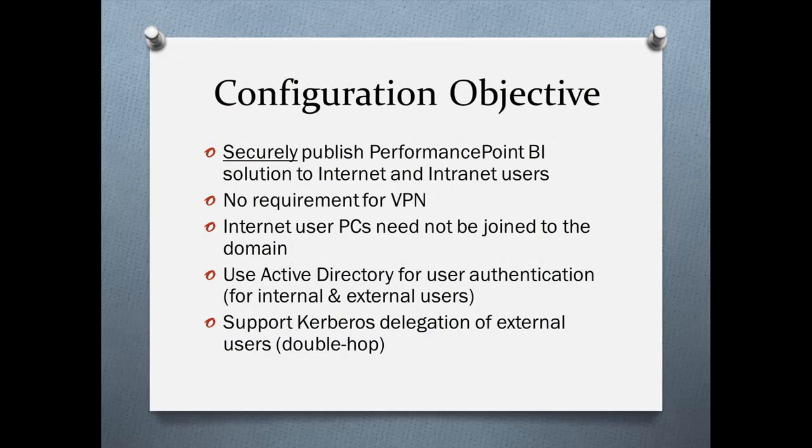Okay, we're done. We've securely published our PerformancePoint BI solution to the internet. We didn't require a VPN to do it. Our internet user PCs didn't have to be in the same domain, or for that matter, any of the domains that are within our environment. We did use Active Directory for user authentication for external users as well as internal, and we supported Kerberos double hops, or Kerberos delegation of credentials, back to our backend database servers.